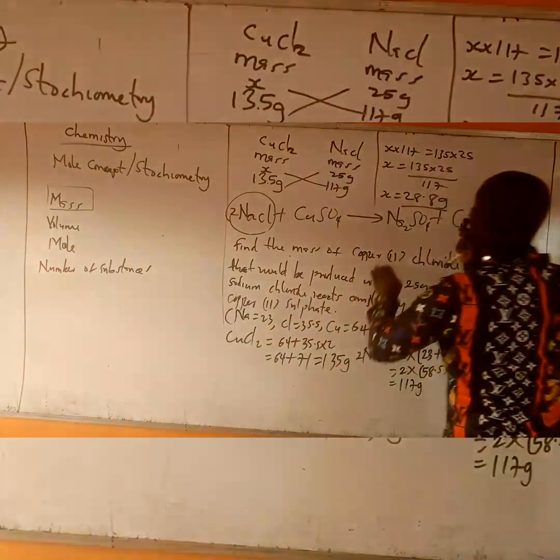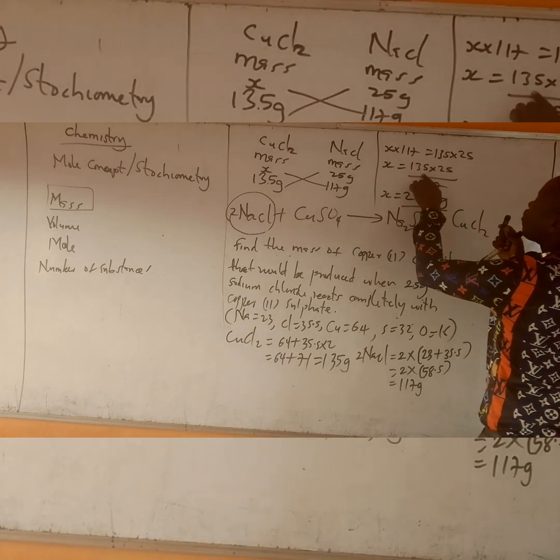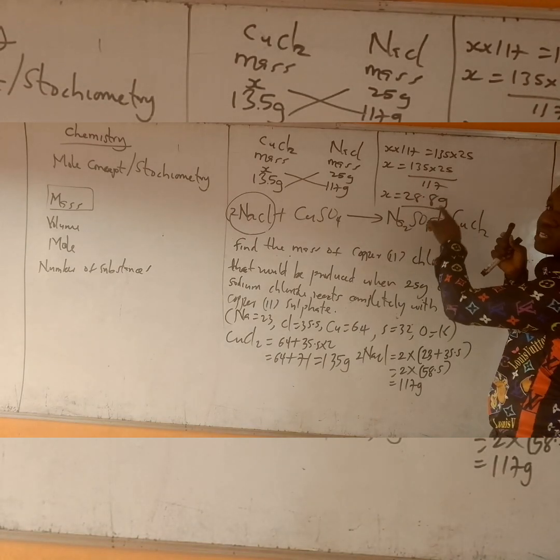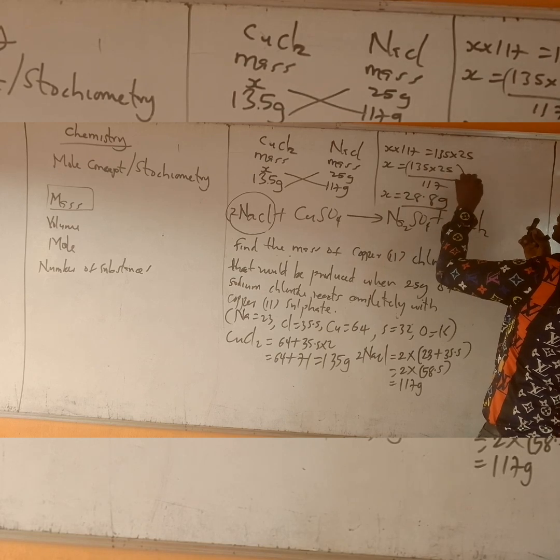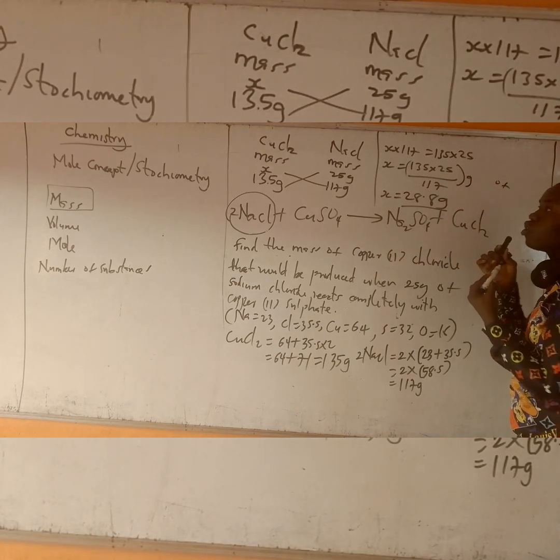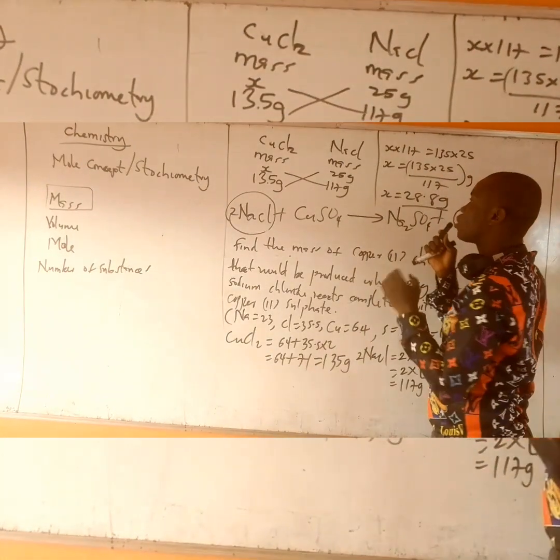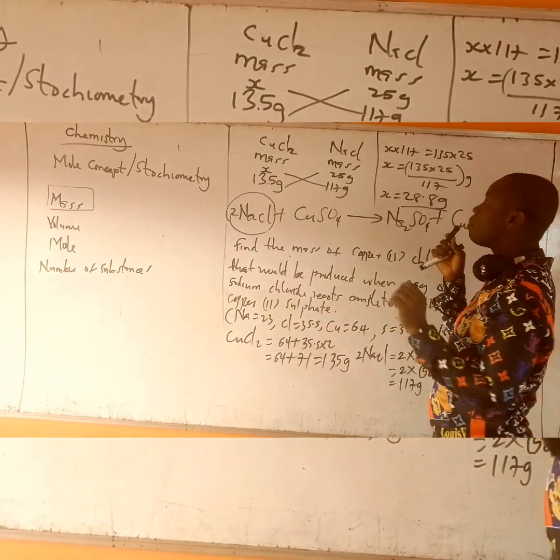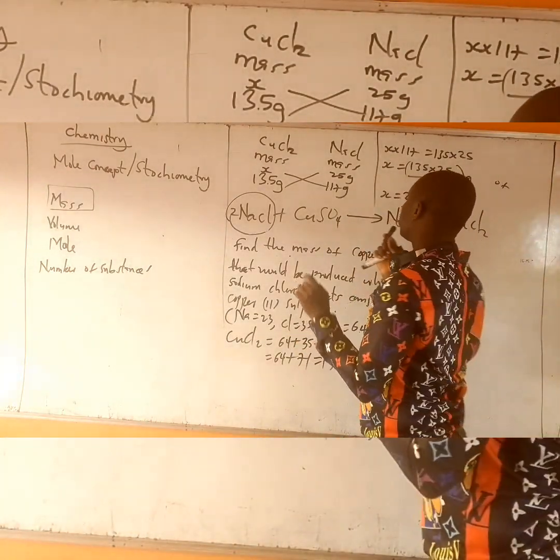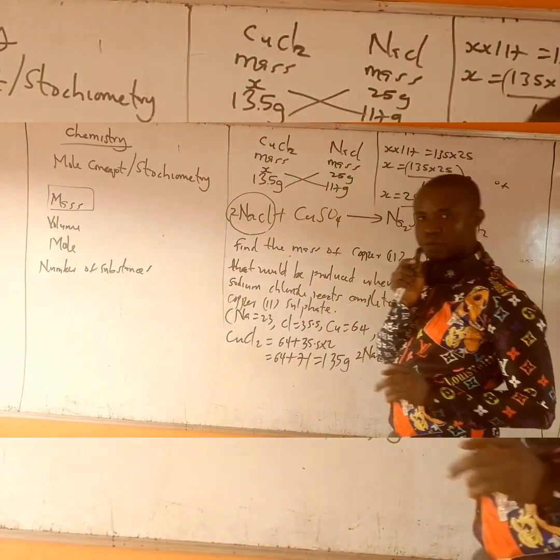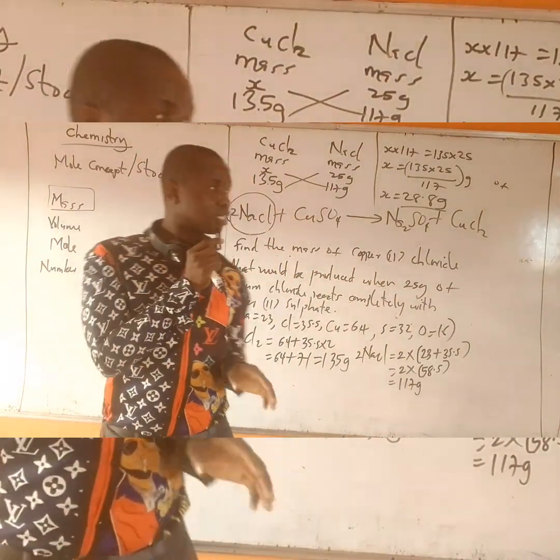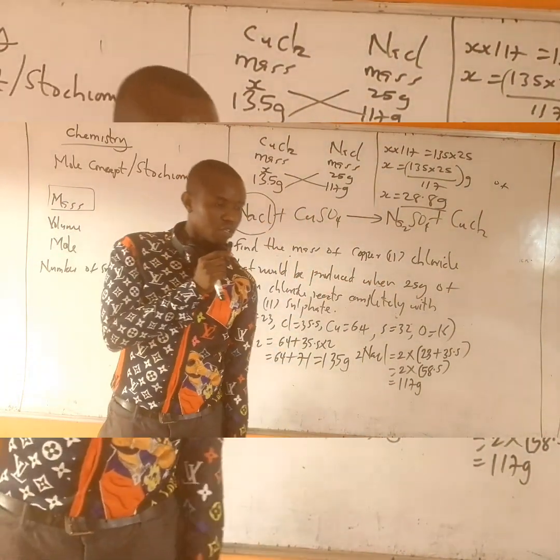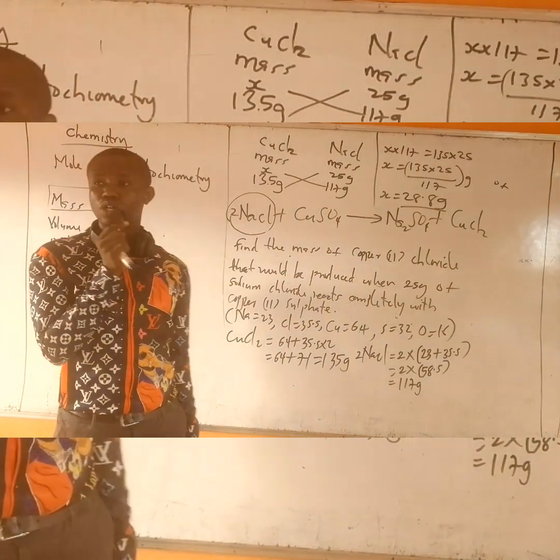It equals 135 times 25 over 117, in grams of copper(II) chloride. Do you understand? Therefore, the mass of copper(II) chloride produced is equal to 28.8 gram. So it's as simple as that. That is how you solve a question like this. Any question?